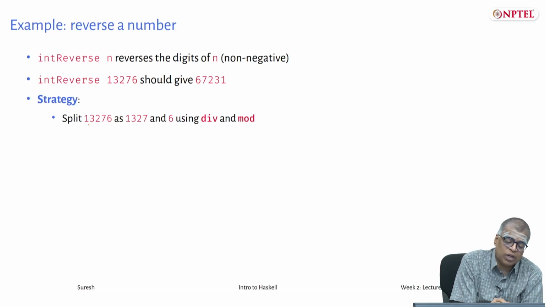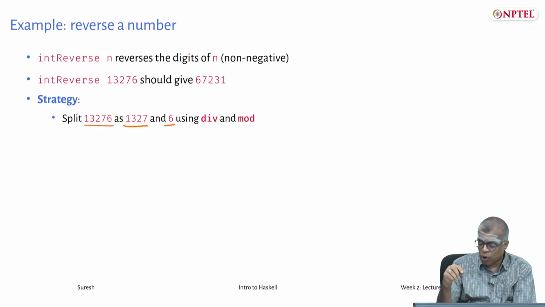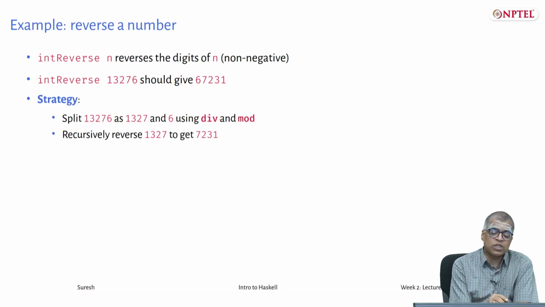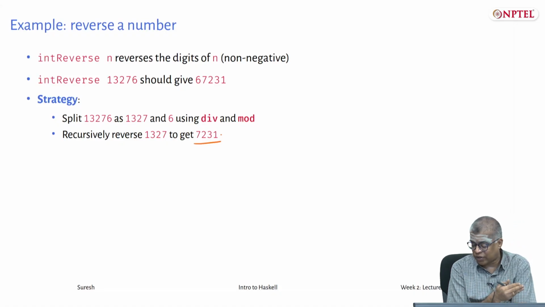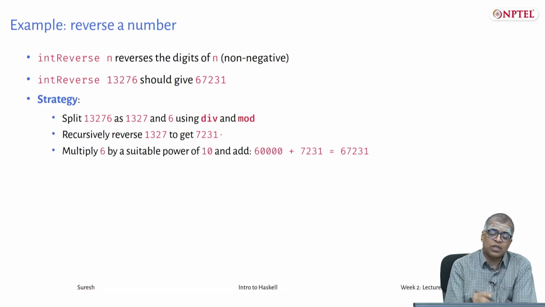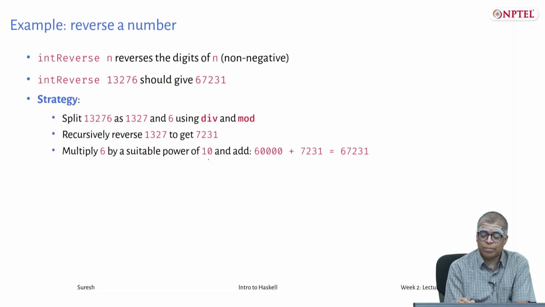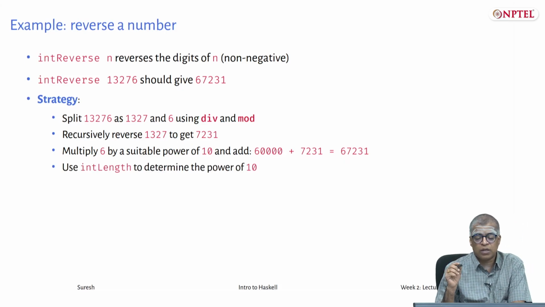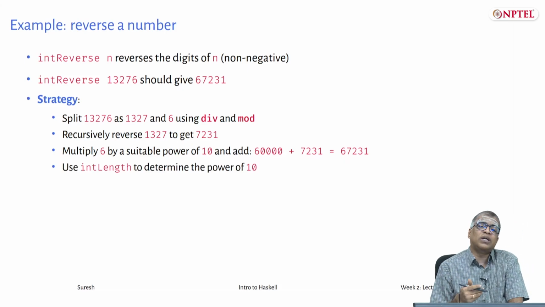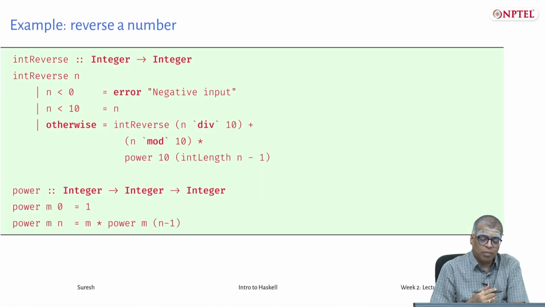So split 13276. Suppose this is an example. Split 13276 as 1327 and 6. You can use div and mod for that. Recursively reverse 1327 to get 7231. Now I need to add 6 at the left. Multiply 6 by a suitable power of 10. In this case, it's 10 power 4. So 60,000 plus 7231 will give me 67231. Okay, so this is the idea in this algorithm. So you use int length to determine which power of 10 to multiply it by.